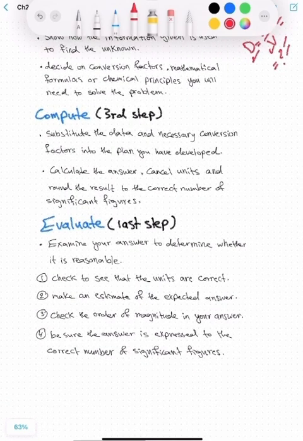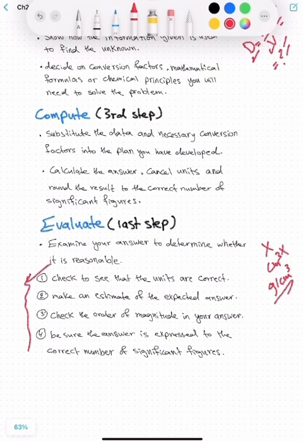The last step, which is very important, is evaluating. What does that mean? Meaning you have to think about your answer. Does it make sense or not? These are some things to check at the end. Number one, check to see if we have correct units. Let's say for density, you got cubic centimeters. Cubic centimeters is not the unit for density, so you did something incorrectly. It should be, for example, grams per cubic centimeter, not cubic centimeters.